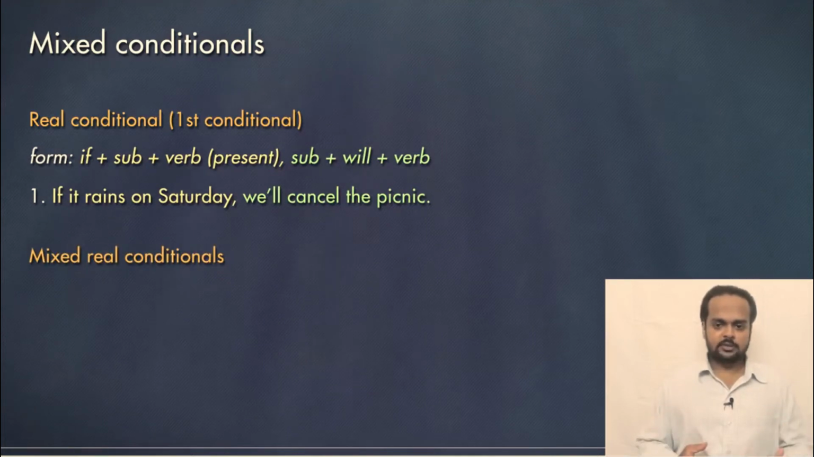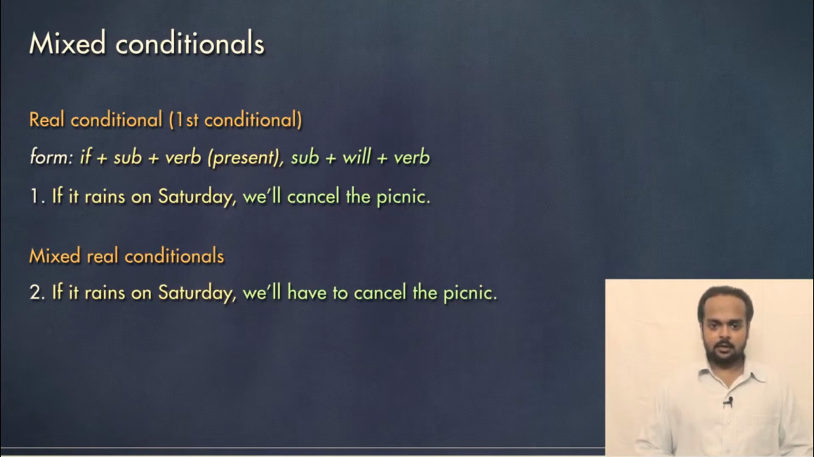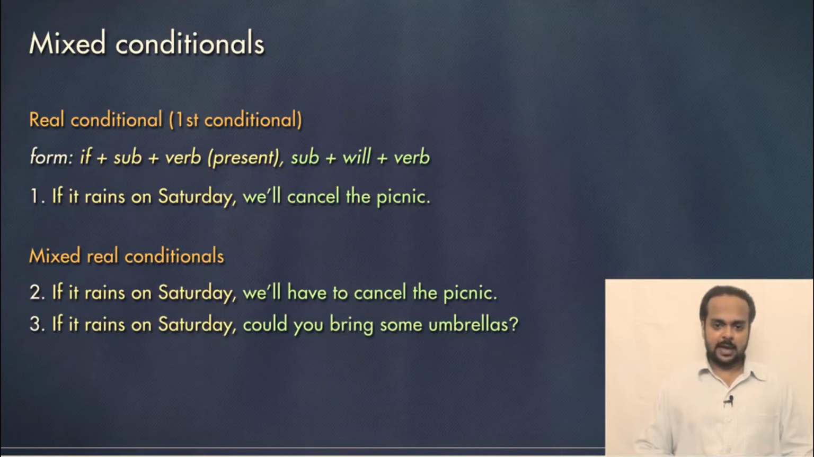Well, the term mixed just means that a sentence is in a different form, not the usual form. So you could say, if it rains on Saturday, we'll have to cancel the picnic. So instead of will plus the main verb, here you have will have to. Or you could say, if it rains on Saturday, could you bring some umbrellas?